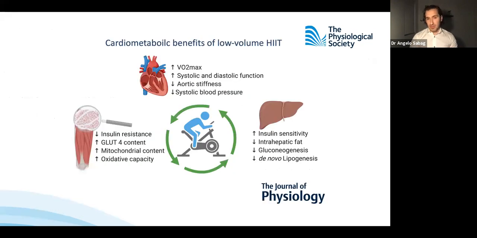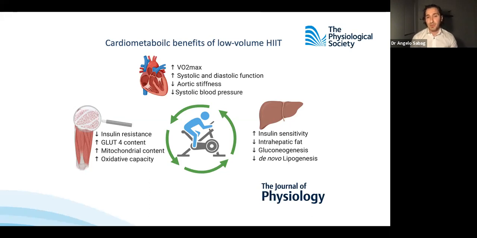Now, in addition to those studies that I've just mentioned, the remaining studies in the review highlighted that low volume HIIT can improve an array of cardiometabolic outcomes. So for example, with the heart, we know that it improves cardiorespiratory fitness as well as left ventricular function, decreases arterial stiffness and systolic blood pressure.